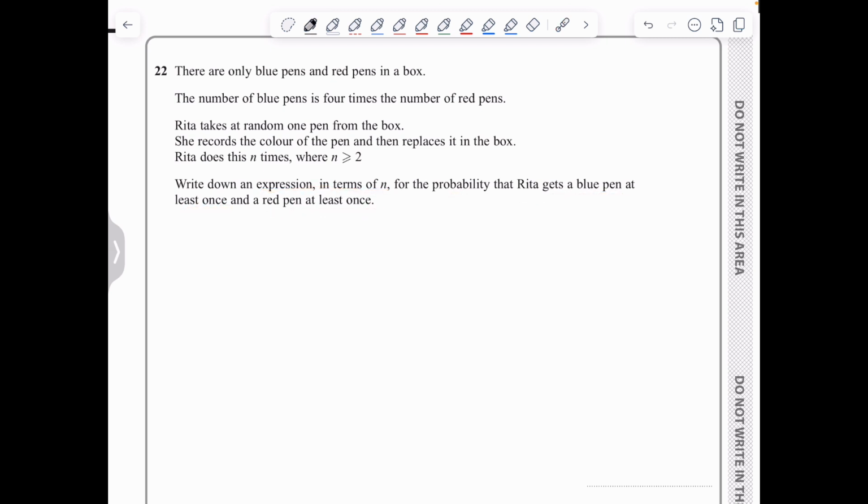So I will start by saying if the number of red pens is x, this means that the number of blue pens will have to be 4x, because we are told that the blue pens is 4 times the number of red pens, and therefore the total number of pens is 5x. So we've got the probability of choosing a red pen to be x over 5x, which is 1/5, and therefore the probability of choosing a blue pen is simply 4/5.